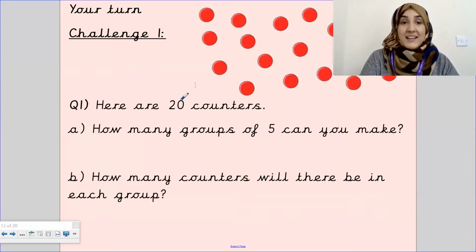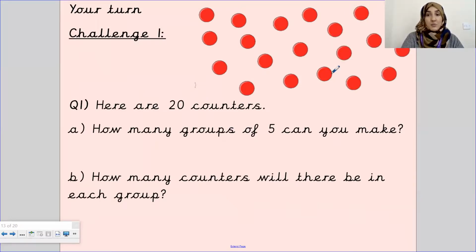Okie dokie. Let's move on to your part of the lesson where you need to complete your challenge. So let's get ready to go through challenge 1, question 1. You won't be able to see the dot otherwise. Let me make myself as small as possible. There we go. So challenge 1. Here are 20 counters.